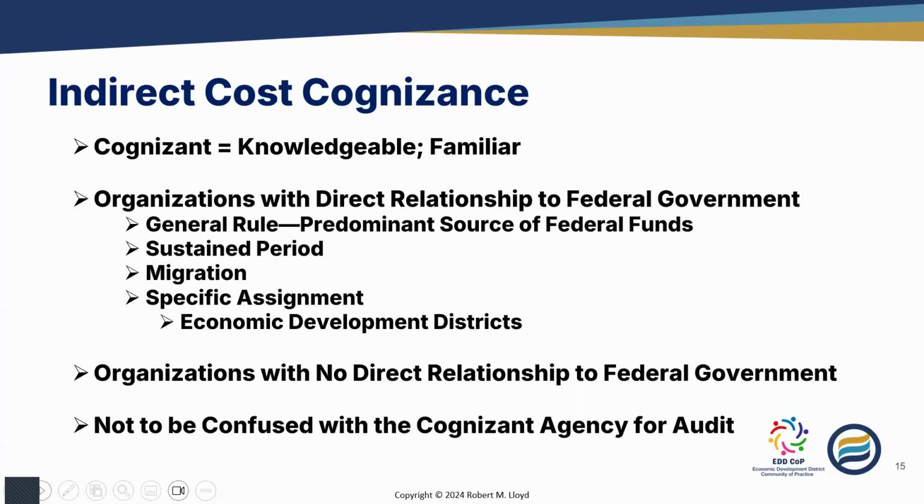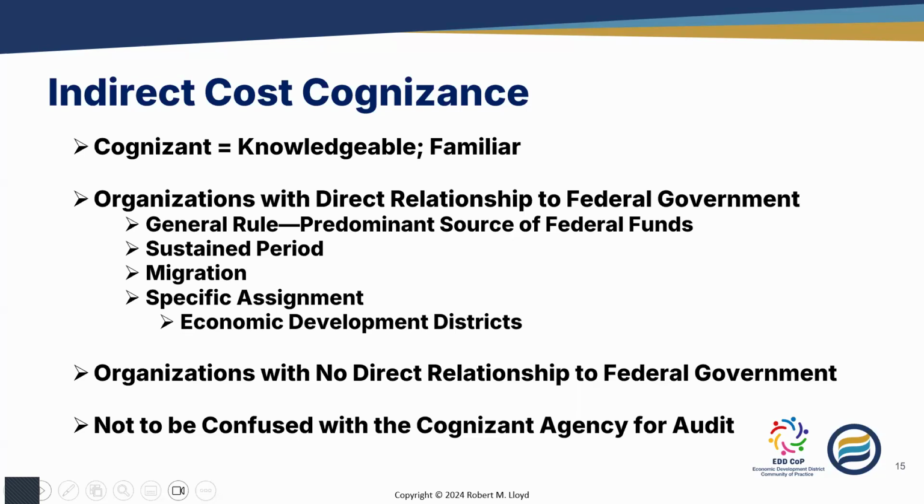Well, the general rule is that the predominant source of federal funds guides that arrangement, and that is something that occurs over a sustained period. But from time to time, an organization may need to migrate to another cognizant agency. Let's say that over a 3-year period, the predominant source of funds has shifted from one agency to another. What you're supposed to do is go seek out the new agency with the predominance of funds and negotiate with them.